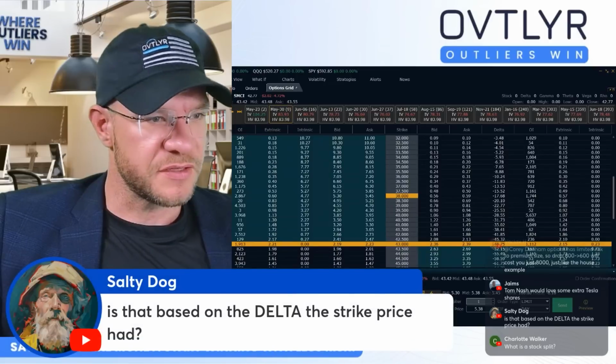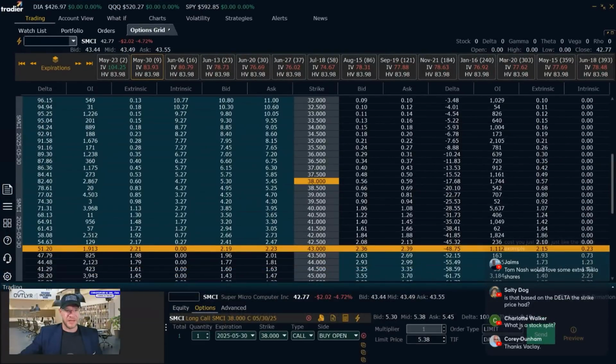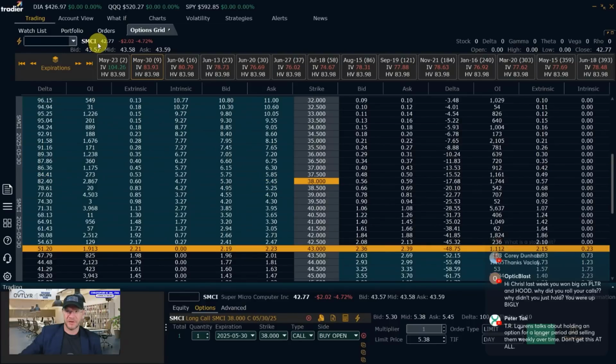So Salty Brad says, is that based on delta the strike price had? I'm not sure what you mean by that, but the delta over here is a great way to look at how much the option price increases for a $1 change in the stock. I'm sure that he'll cover the Greeks later on. At the 38 strike, this means that for every $1 that SMCI goes up, this will go up by 82 cents. Right. So my 545, if it goes up by $1, will be 545 plus 82 cents. So that's what the delta means.